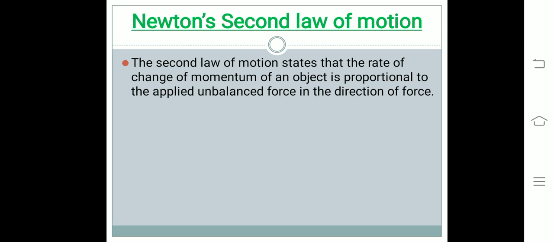Now, the change of momentum of an object depends on the time in which the momentum is changed. So, when change of momentum is considered with respect to time, it is said to be the rate of change of momentum. So, according to this law, the rate of change of momentum is proportional to the unbalanced force which is applied in the direction of the force.